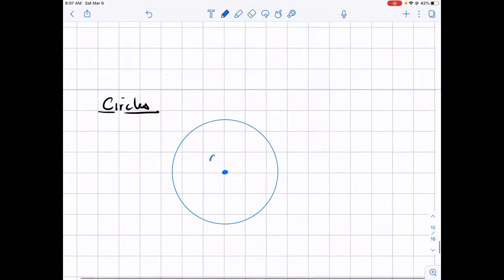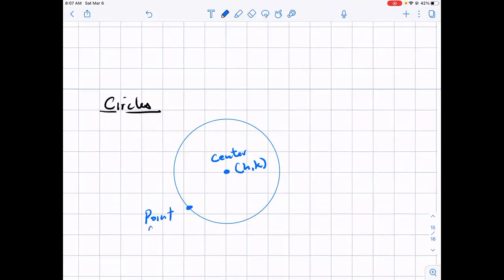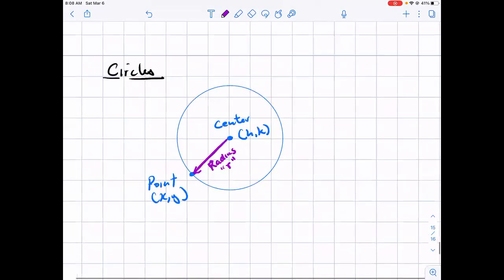The center. And the center we refer to as h, k. If I have a point, let's say here, this is some point x, y, and this here is what we call the radius, r. This r is the radius. So we refer to the center point as some h comma k. Okay?